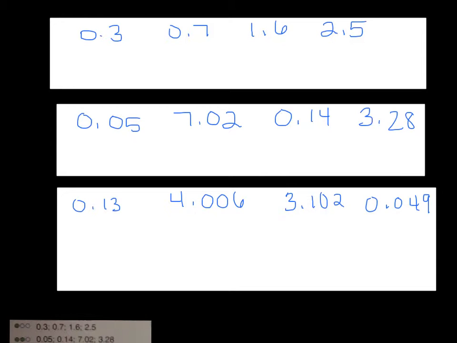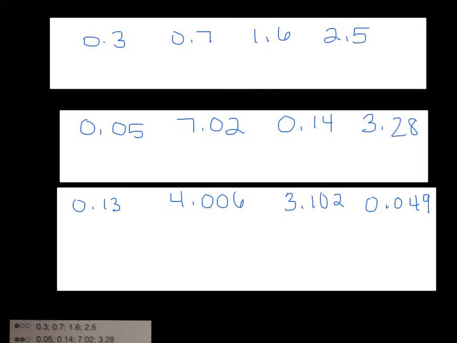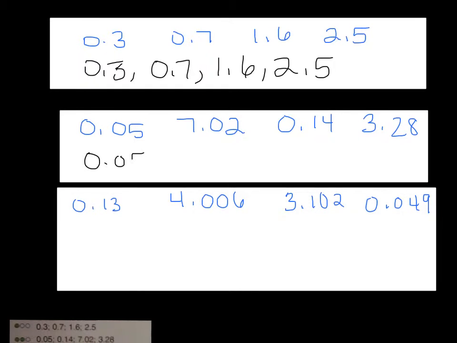Taking a look at the top group of decimals, in order, this would be 0 and 3/10, 0 and 7/10, 1 and 6/10, and 2 and 5/10. So these four were already in order. The next group of decimals should be 0 and 5/100, 0 and 14/100, 3 and 28/100, and 7 and 2/100.